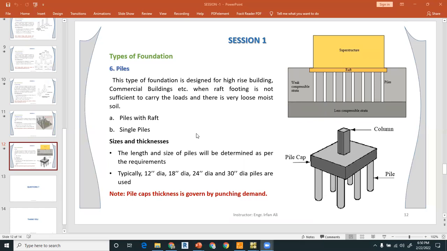But practically, when we design the piles, then we will see that if there is a load coming from the superstructure, you have to calculate that load and divide it by the available area of the raft, and then you have to compare that demand with the allowable bearing capacity. If the allowable bearing capacity is greater than the demand, then it is okay, but if it is less, then you have to go for the piles, right? So we will compare.